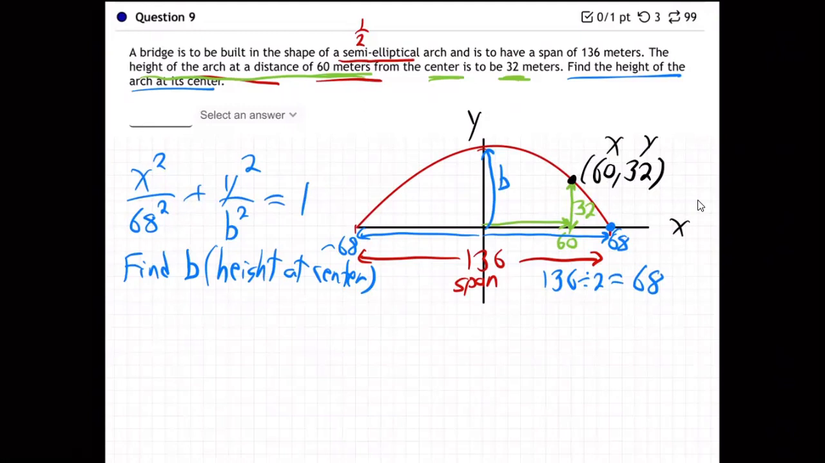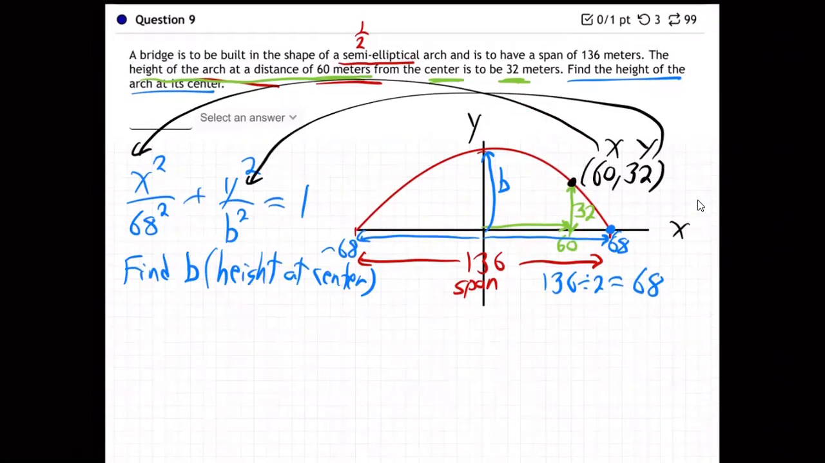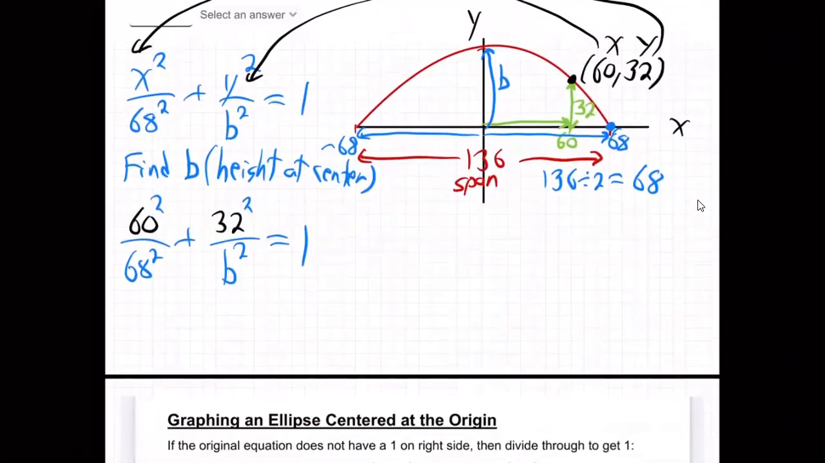That's how you get to be a dot that's on a graph. You make its equation true. So if I take that 60, plug it in for X, and I take that 32 and plug it in for Y, I'm going to get 60 squared over 68 squared plus 32 squared over b squared equals 1. And now I can solve that equation for b. You see? Let's do it.